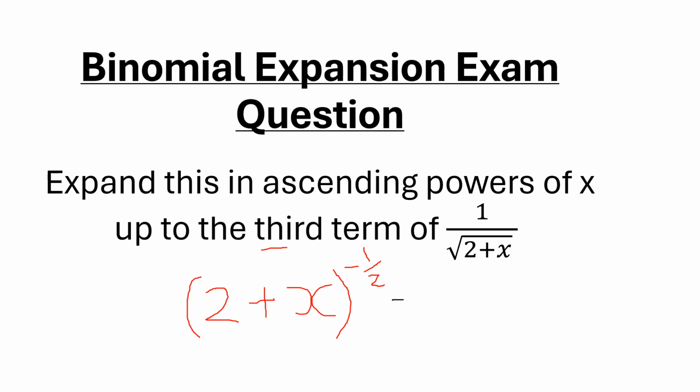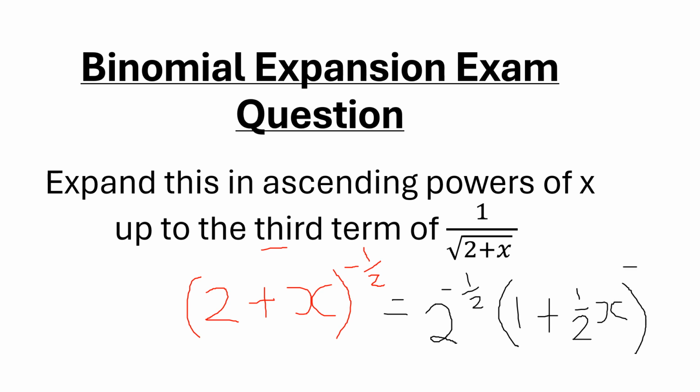I'm now going to factor out 2 to the minus half, because when I expand in binomial expansion, it needs to be in the form 1 plus or minus ax to the power of n. So it has to be in the form 1 plus or minus something. I'm going to have 2 to the power of negative half. Okay, so this is going to end up a bit messy, I think. 1 plus x over 2, or a half x, to the power, guys, of negative half.